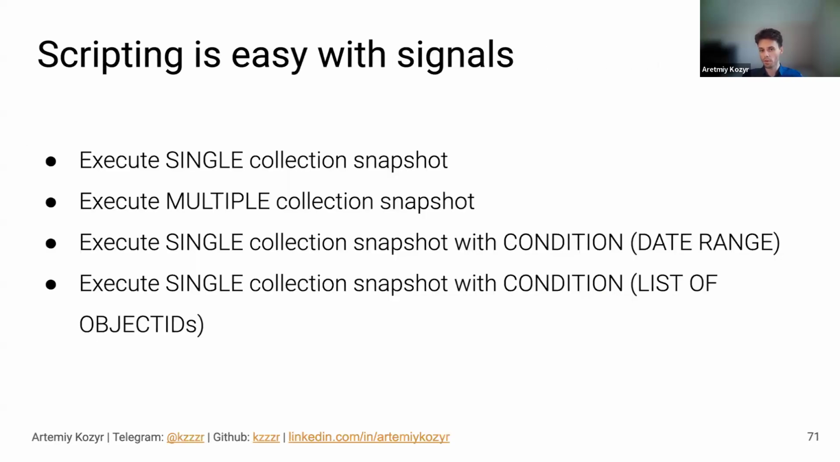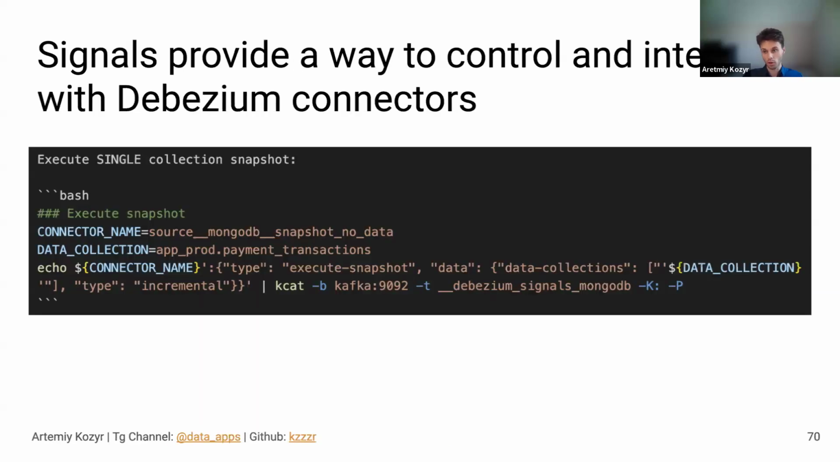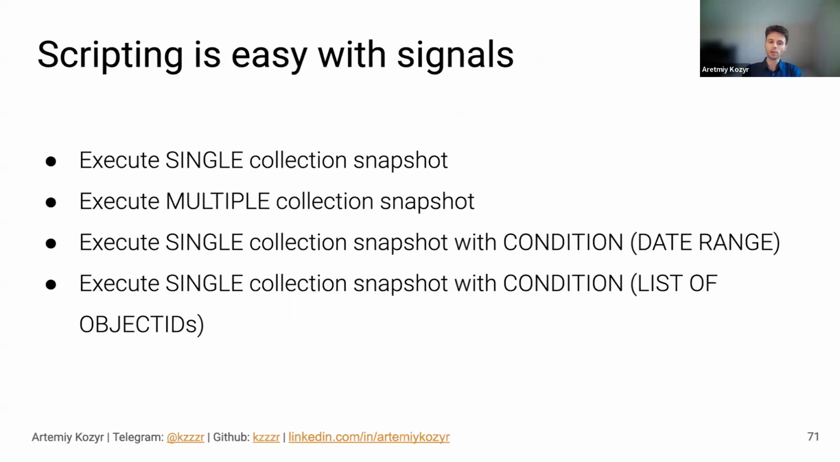But you can go further with this. You can execute multiple collection snapshots just by creating a specific bash script, doing it with a for loop, for example. And then you can execute a single collection snapshot with conditions, for example, a date range.